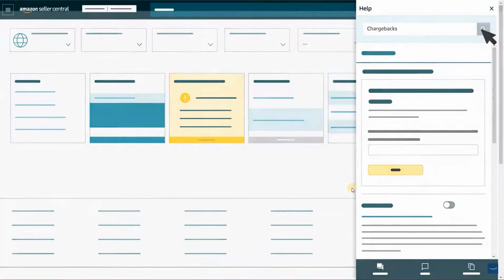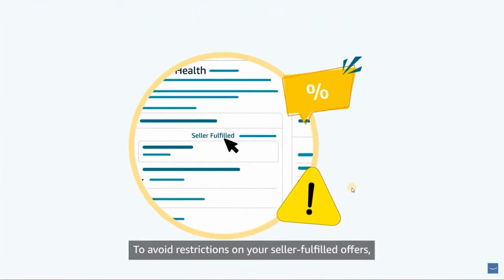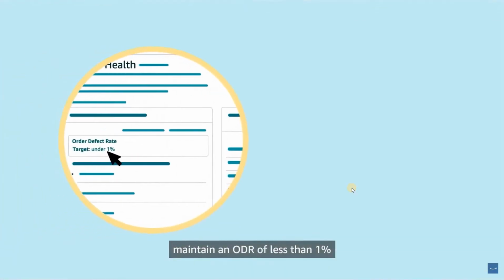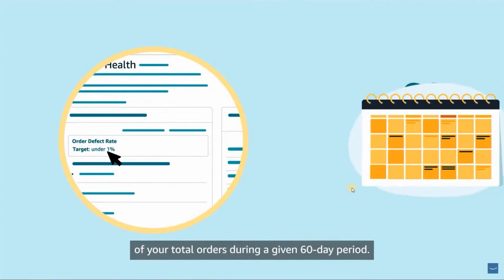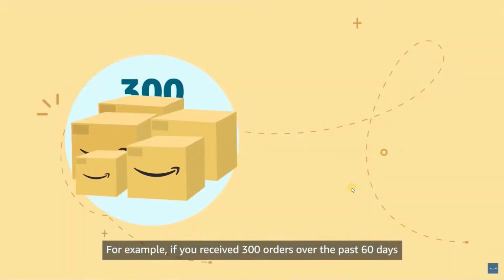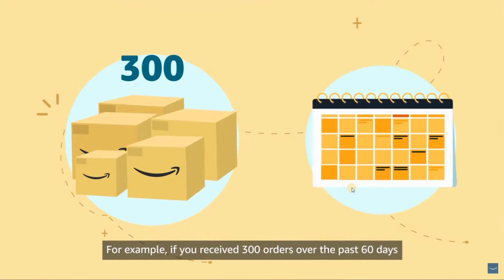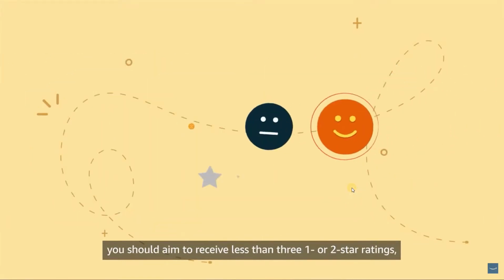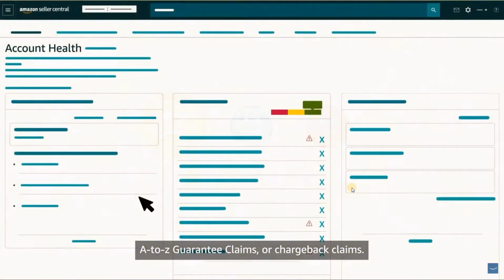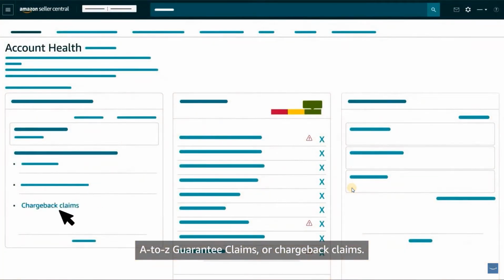To avoid restrictions on your seller-fulfilled offers, maintain an ODR of less than 1% of your total orders during a given 60-day period. For example, if you received 300 orders over the past 60 days, you should aim to receive less than 3 1- or 2-star ratings, A to Z guarantee claims, or chargeback claims.